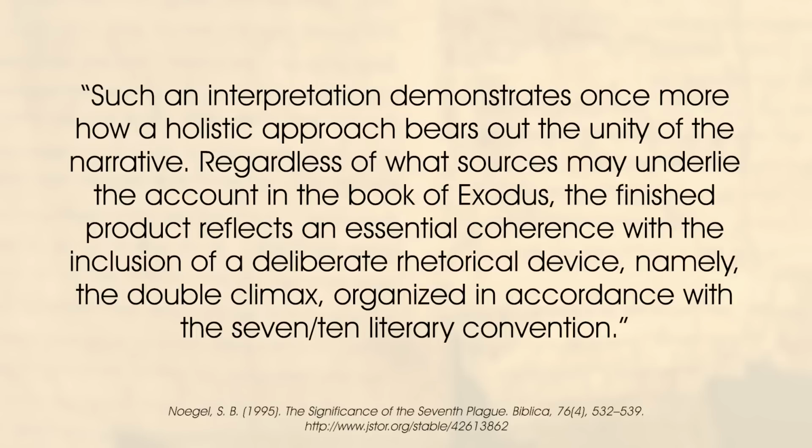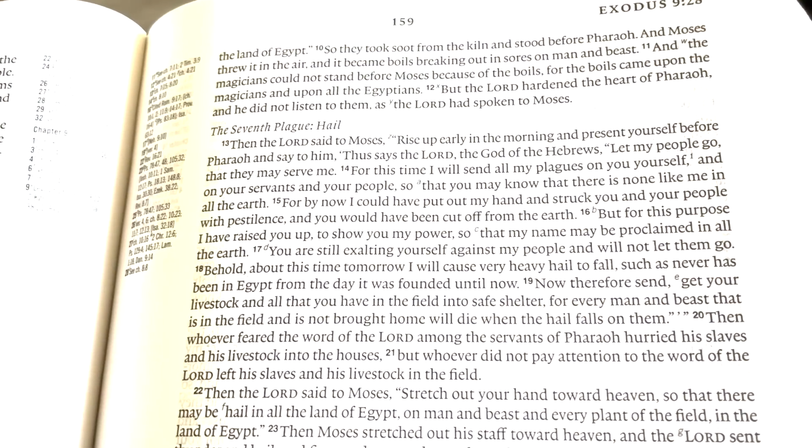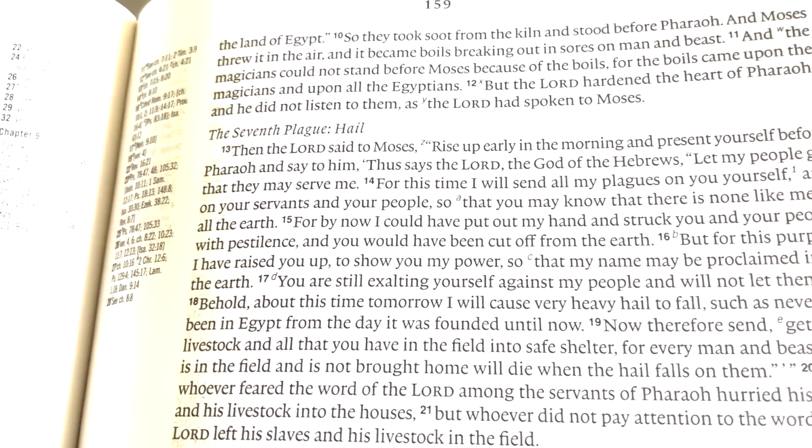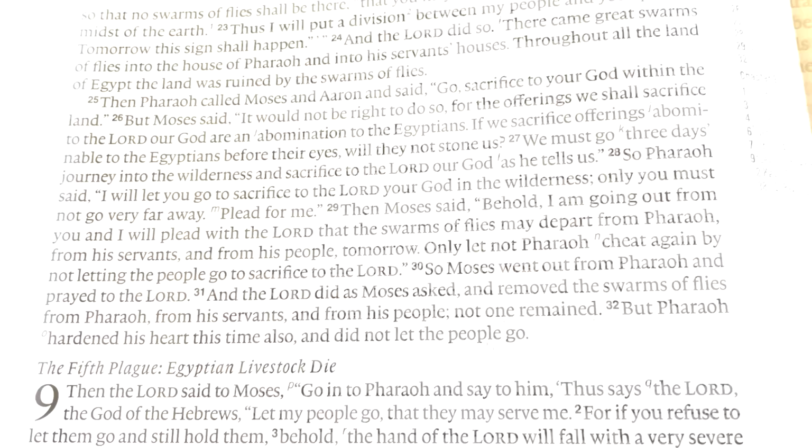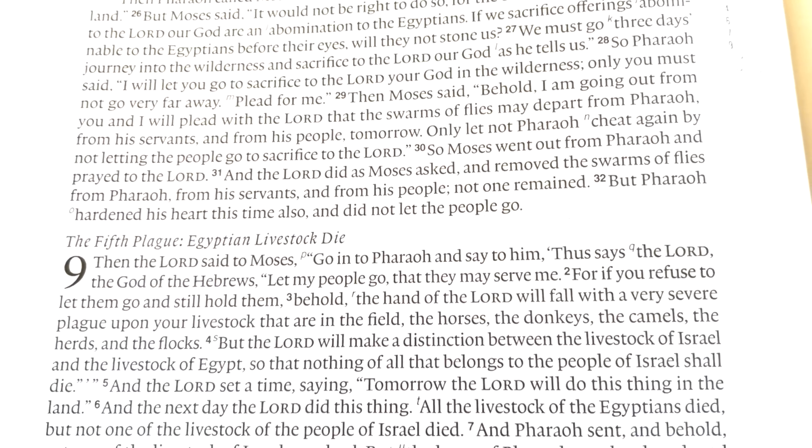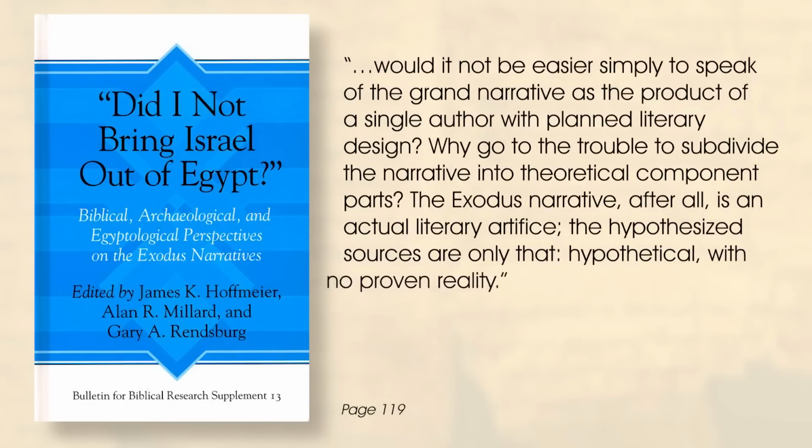It is unlikely such a literary convention would have come about by accident if the narrative is different sources stitched together by a redactor. It seems more likely the account was written as it is. Gary Rendsburg says, would it not be easier simply to speak of the grand narrative as the product of a single author with planned literary design? Why go to the trouble to subdivide the narrative into theoretical component parts? The Exodus narrative, after all, is an actual literary artifice. The hypothesized sources are only that, hypothetical, with no proven reality.